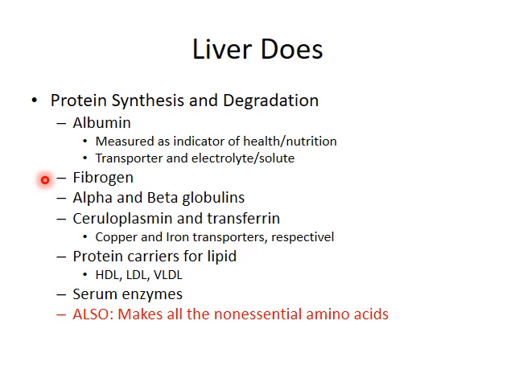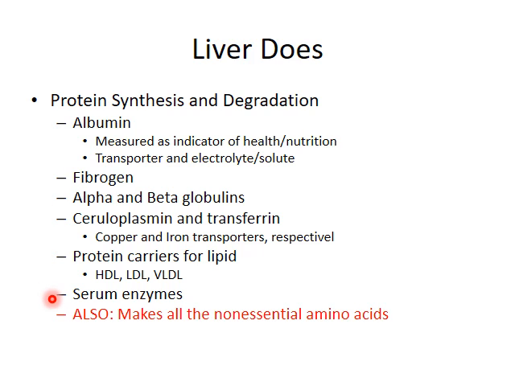Fibrinogen helps with our clots. We've got alpha and beta globulins. We've got our ceruloplasmin and our transferrin that are transporting minerals. We've got the protein carriers for lipid: high density lipoprotein, low density lipoprotein, very low density lipoproteins. Again, these are all created by the liver.